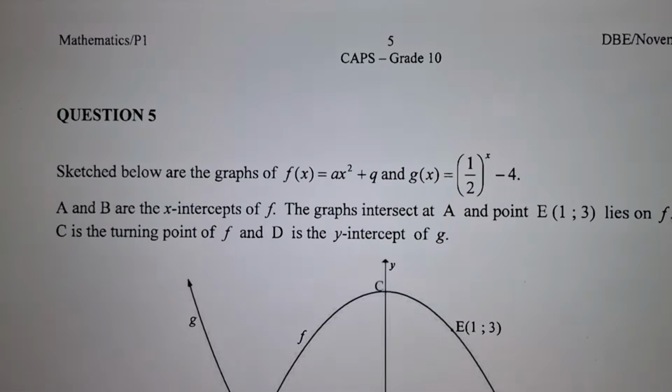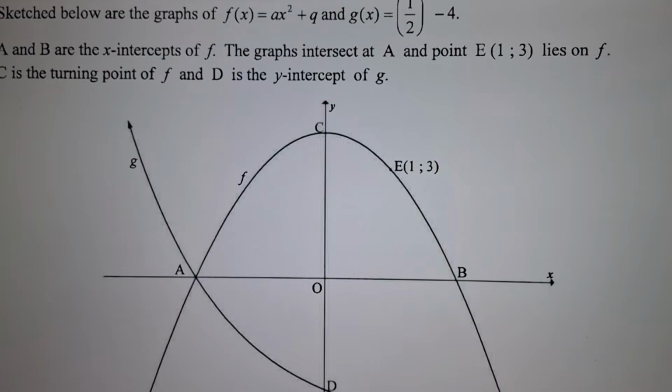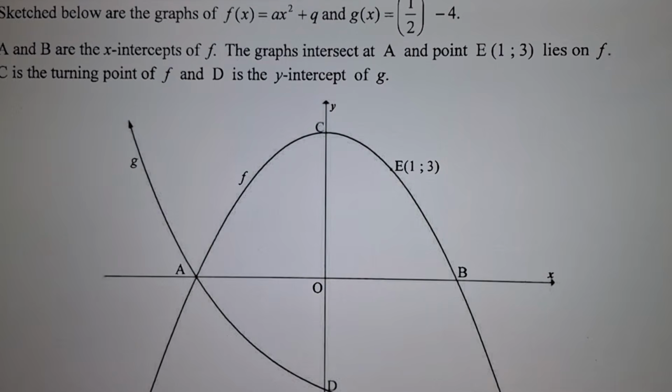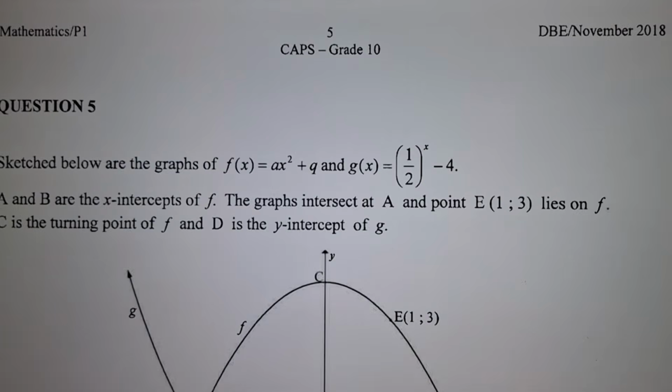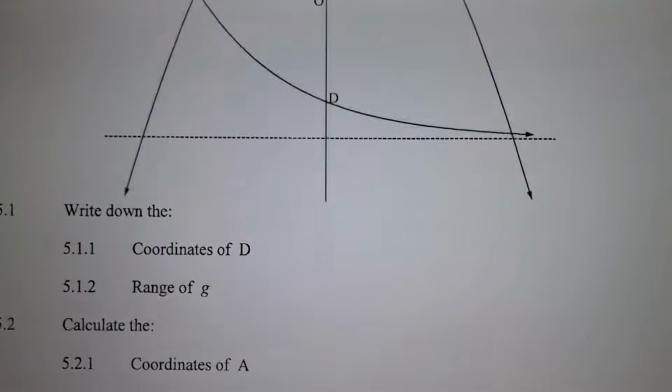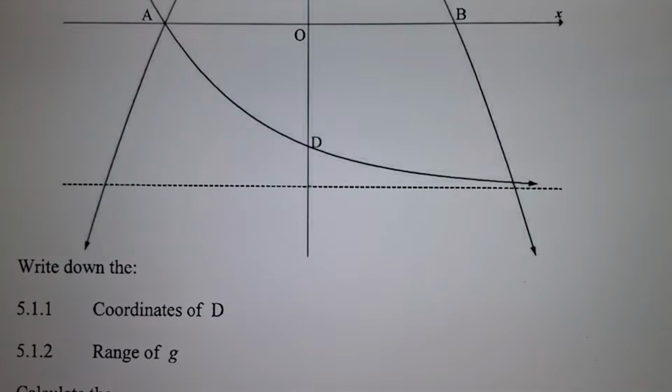We're going to use the equation. There is an equation written g(x) equals half to the exponent of x minus 4. That equation is the equation of graph g. And graph g crosses that point D. So if it passes through that point, it means that the equation of g is applicable in this case because D is a point on the graph g. So I'm going to write it down.